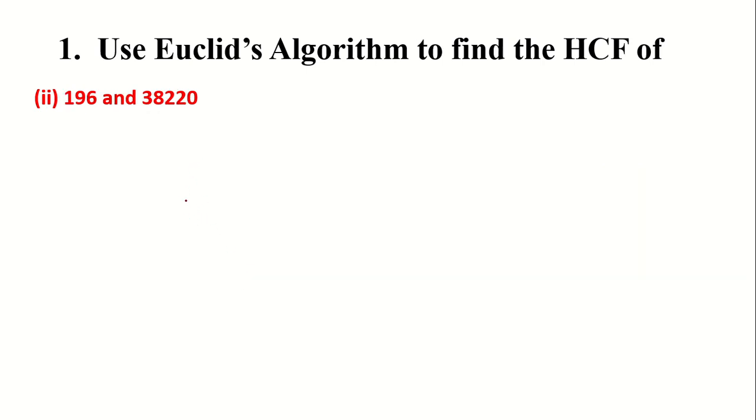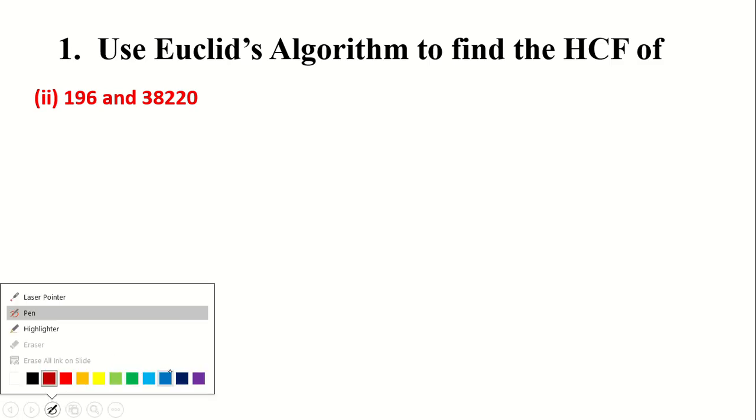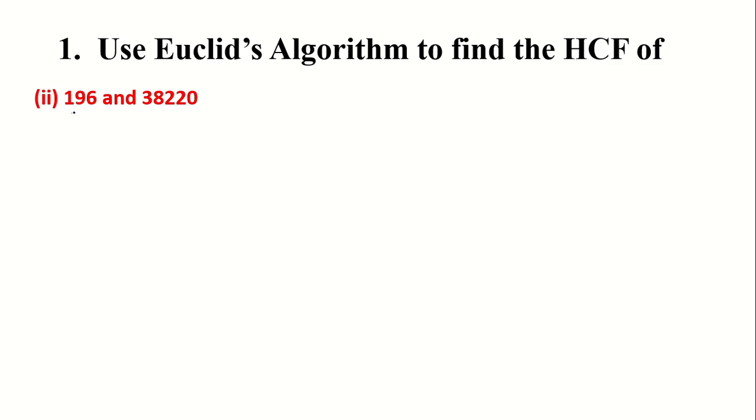Let's move on to the second problem. Notice the method is similar, but the numbers are different here. What are the given numbers? The given numbers are 196 and 38220. What is the equation of Euclid's algorithm? A equals BQ plus R. In the place of A, we take the highest number among the two numbers. So what is the highest number?